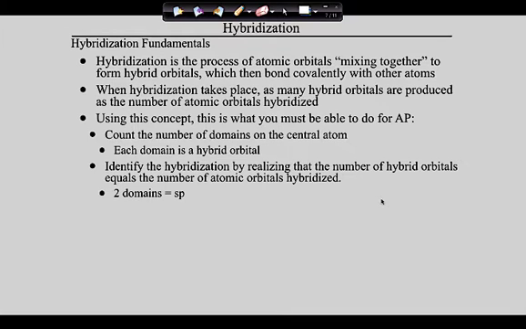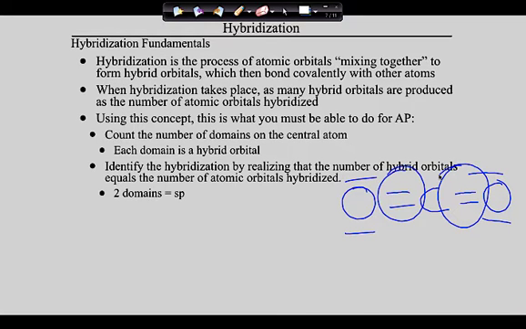So guys, all you've got to be able to do on the AP test is this. If you've got carbon dioxide, all right, let's put the electrons on it. How many domains are on that central carbon? 2. That's sp hybridized. That's all there is to it. There's 1 s and 1 p, and when they hybridize, they make two hybrid orbitals. Those are the domains. Carbon dioxide is sp hybridized. How do we know? There's 2 domains, and 1 plus 1 is equal to 2.